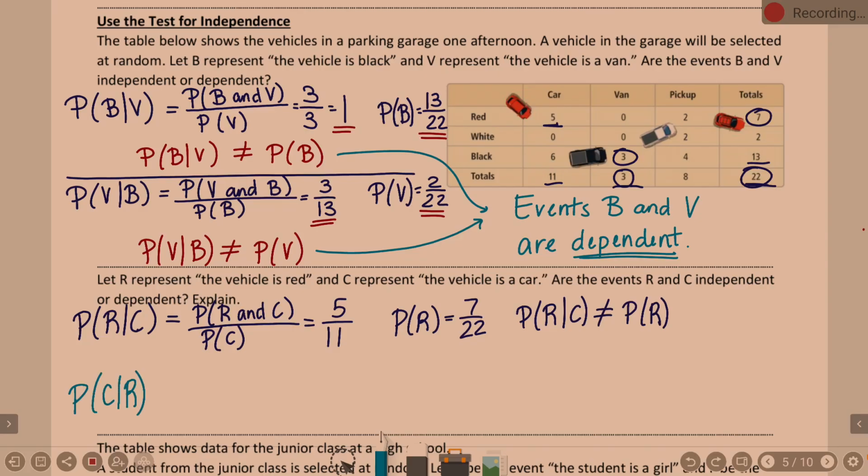So on top, are you getting to be pros at conditional probability? I hope so. On top, it's both, right? The probability of car and red, divided by, what do we put on the bottom in the conditional probability? The condition. So the second piece, R. How many red cars do we have? Same. How many red vehicles do we have? 7.